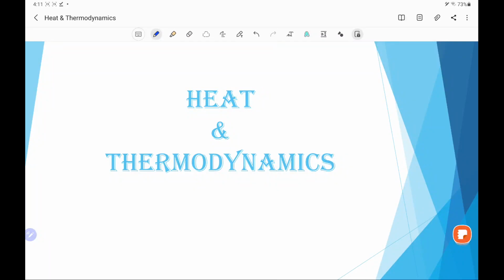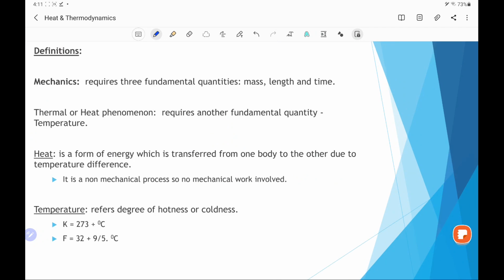Hello, we are studying today the new chapter Heat and Thermodynamics, and this chapter starts with some basic definitions. We have already studied mechanics, and in mechanics we require three fundamental quantities. These are mass, length, and time, and we know the unit of mass is kilogram in the SI system, the unit of length is meter, and the unit of time is second.